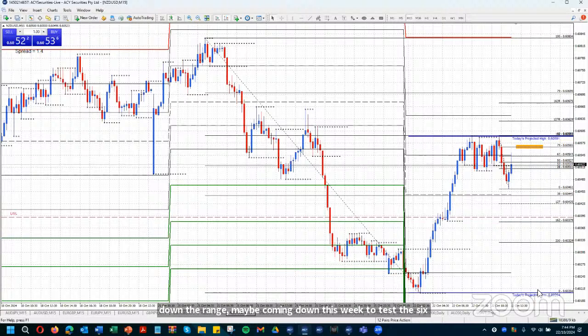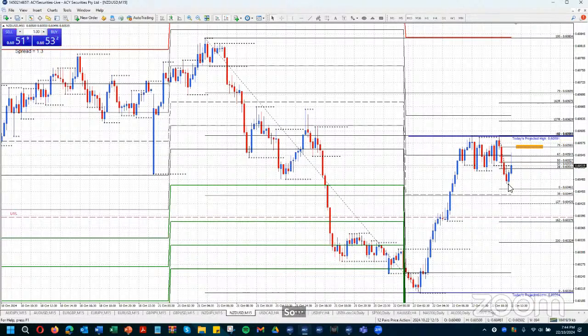So it may have already failed at the 62% level. I did say earlier, watch for this to come up and maybe fail. All right, so that's my thoughts on the market at the moment.